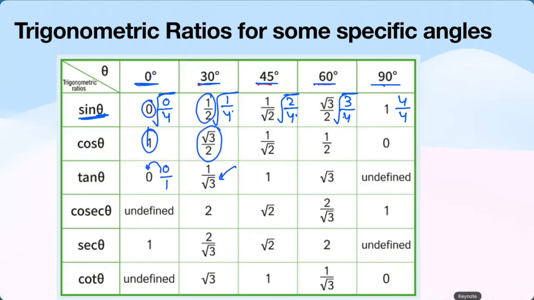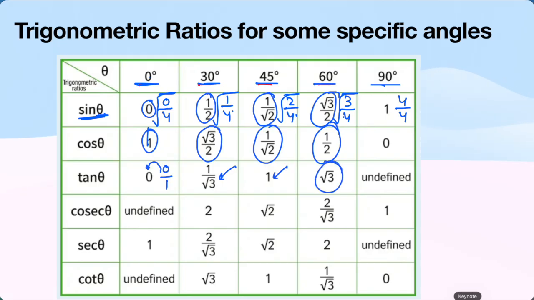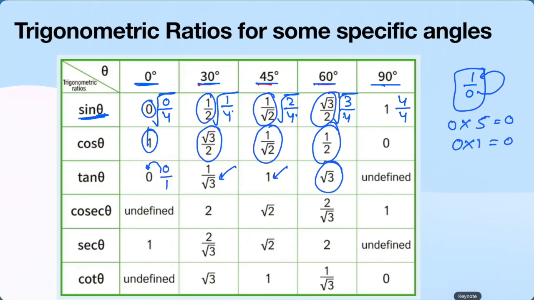Just divide their values. So 1 by root 2 divided by 1 by root 2, that is again 1. Root 3 by 2 divided by 1 by 2, that is root 3 only. And 1 divided by 0. We can't divide a number by 0, right? That is undefined, because we can get a number of values. 0 into 5 is also 0, 0 into 1 is also 0, 0 into any number is equal to 0. So I don't know what the answer will be, right? So it is undefined. Hope it is clear.